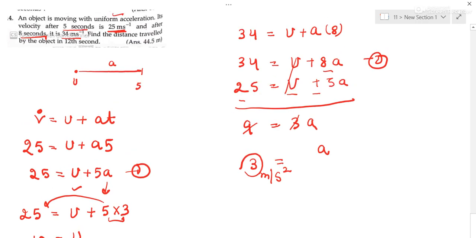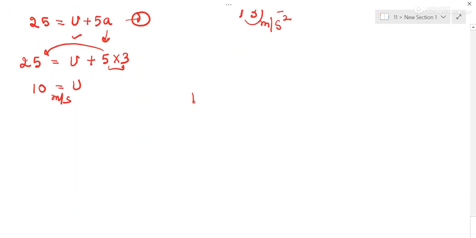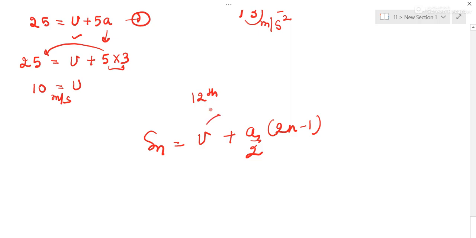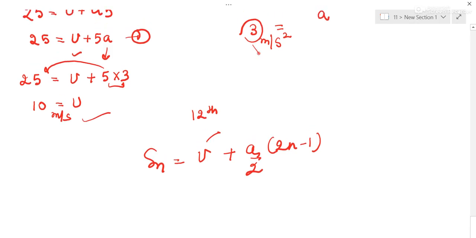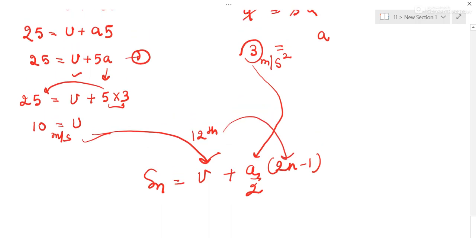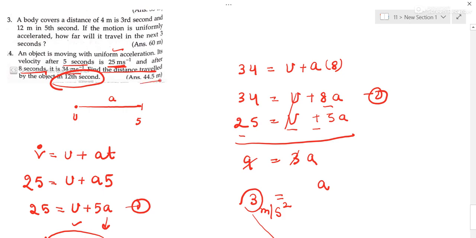Now what is the question? Find the distance traveled by the object in 12 seconds. 12 seconds is a point of time, so we'll use the fourth equation of motion. So Sn equals u plus a by 2 into (2n minus 1). Substitute here u, which is this. Acceleration is 3, u is 10, n is 12. Substitute and you can find out the answer, and you can match the answer with this value to see if it is matching or not. Let us see the next.